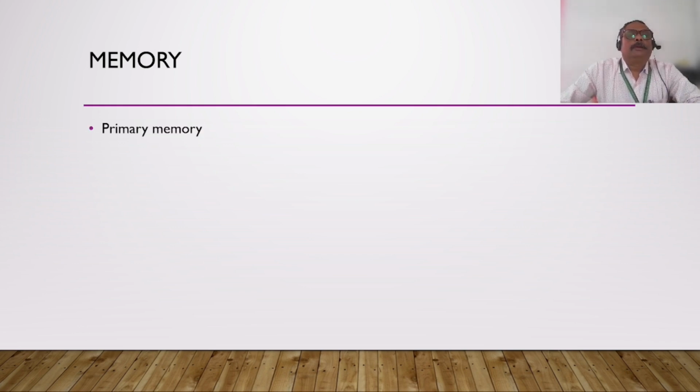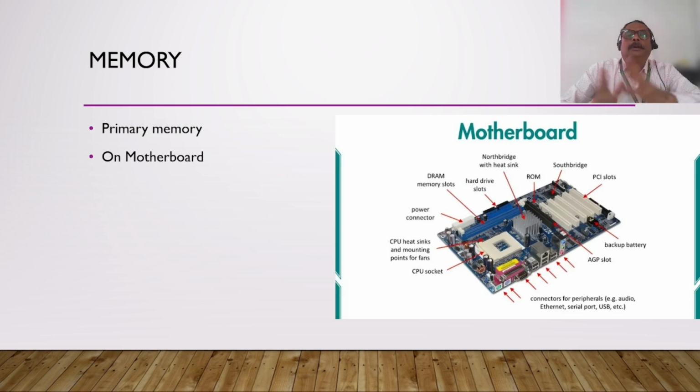So memory, as we know, there are mainly two types of memory. One is the primary memory, the other is the secondary memory. The primary memory is the one which is on the motherboard, and the secondary memory is one which is of large size but is very slow. It may be magnetic tape, optical memory, a hard disk, magnetic disks and all that. That's secondary memory. We are not talking about secondary memory here. We are talking about the main memory.